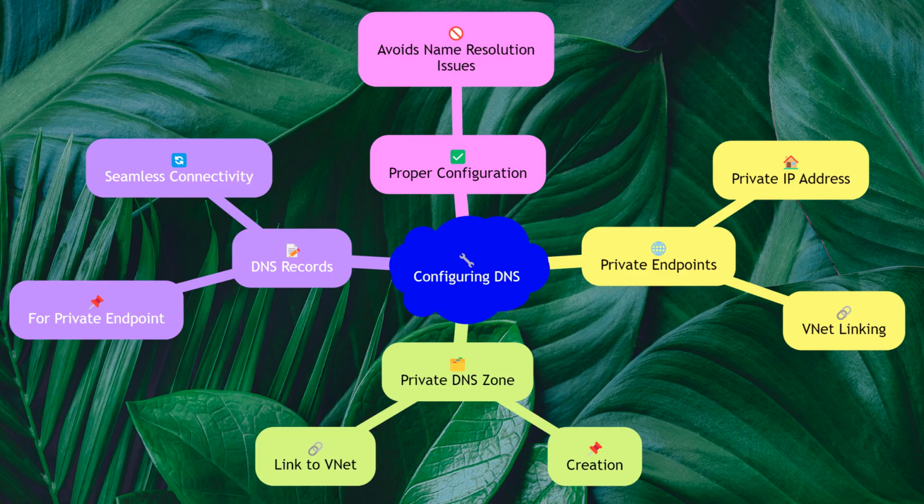Configuring DNS is a critical step in setting up private endpoints. You need to ensure that the private endpoint's IP address can be resolved within your virtual network. This typically involves creating a private DNS zone and linking it to your VNet. You can then create DNS records for the private endpoint, allowing your applications to connect to the PaaS resource using its private IP address. Proper DNS configuration ensures seamless connectivity and avoids potential issues with name resolution.